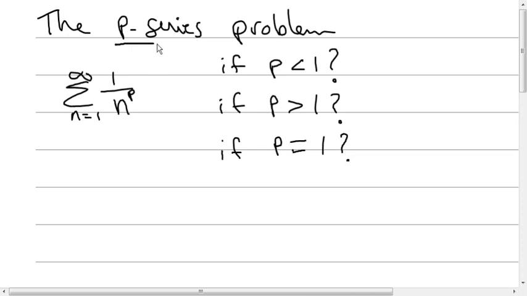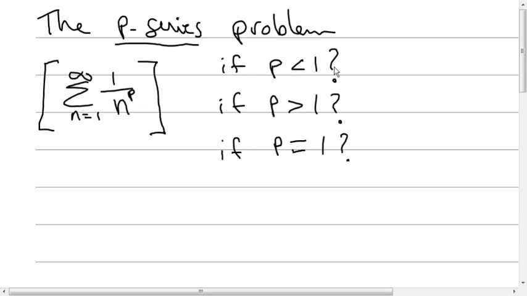I want to talk a second about the P-series problem. This is a famous example that makes all the calculus textbooks, and it's based on this series right here. What we see here is the sum from 1 to infinity of 1 over n raised to the p power. Looks straightforward. The question we're asking here is, what is the impact of the size of p?